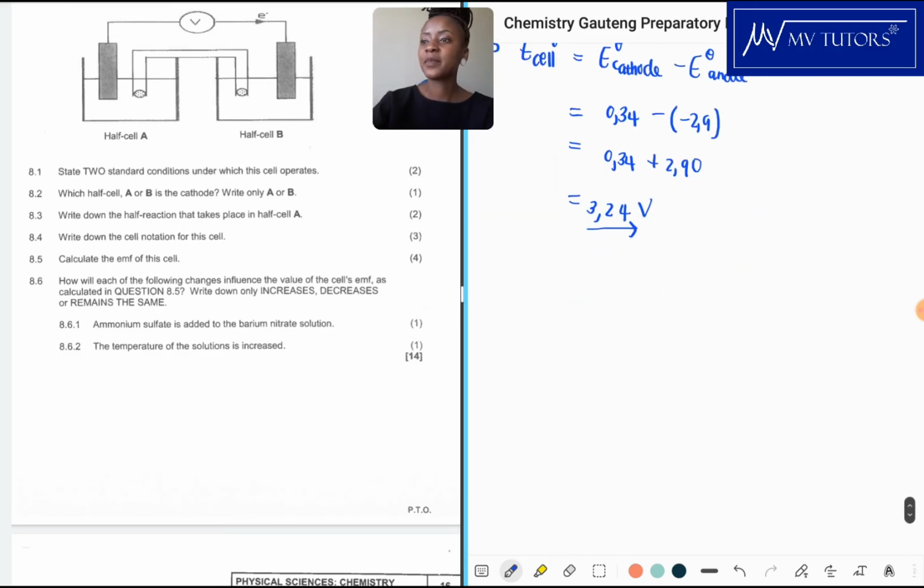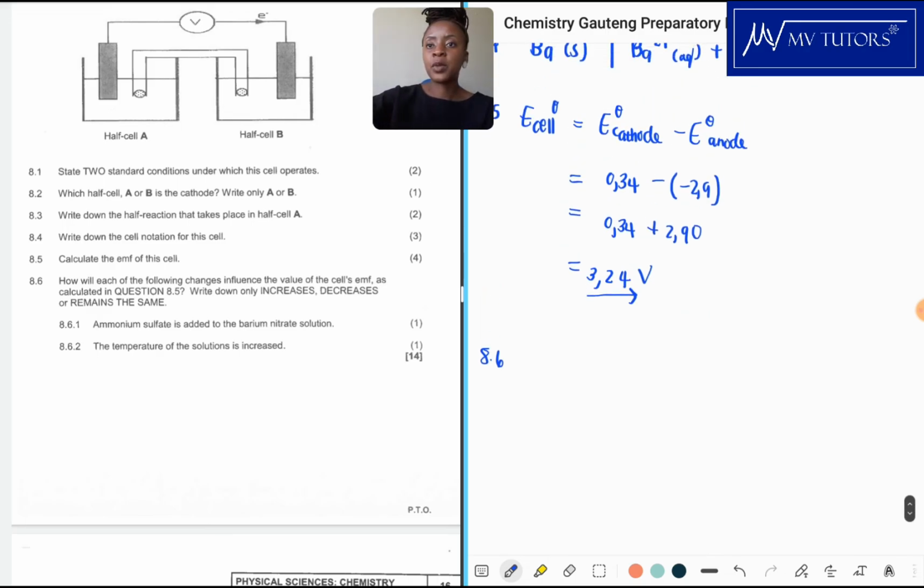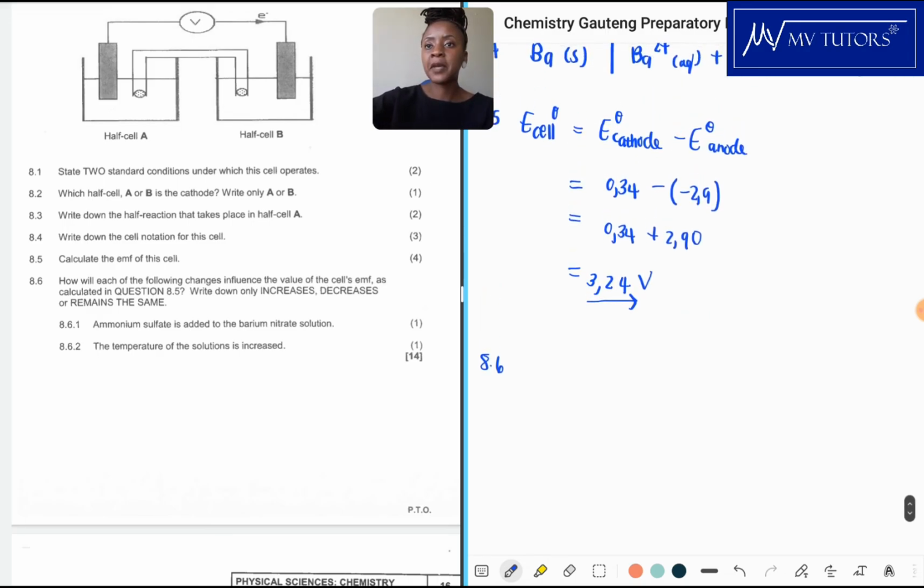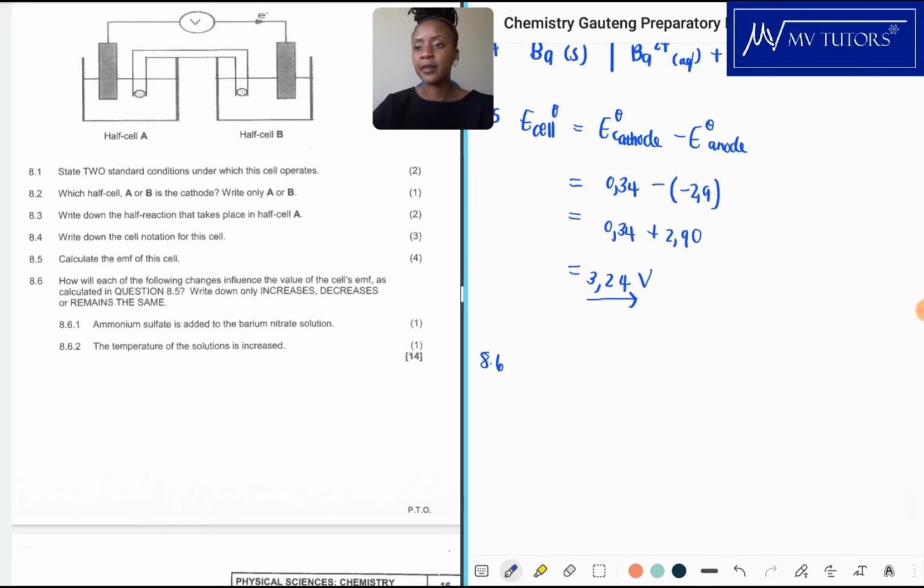Okay, so 8.6. How will each of the following changes influence the value of the cell's EMF as calculated in question 8.5? Remember with the EMF that we got, basically it was the barium as well as the copper, and then we got the EMF, right? And now it says write down only increase, decrease, or remains the same.